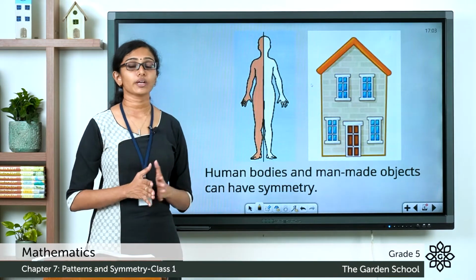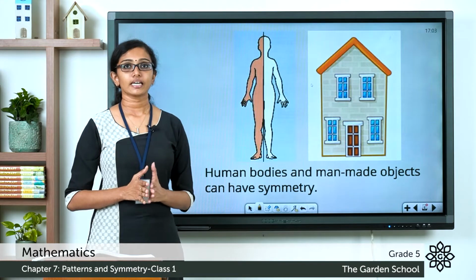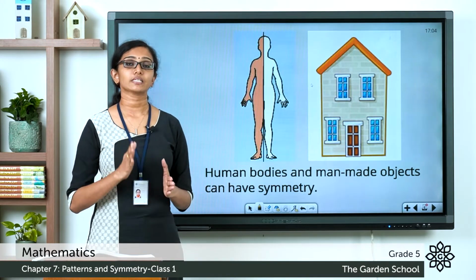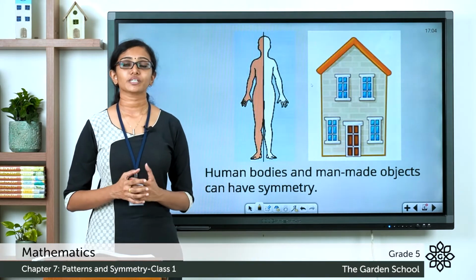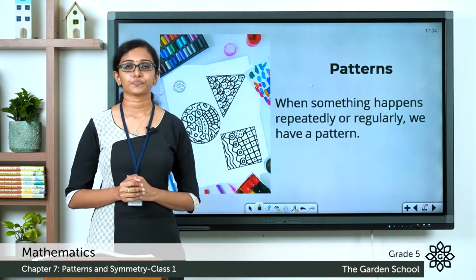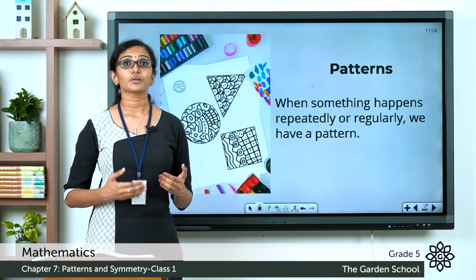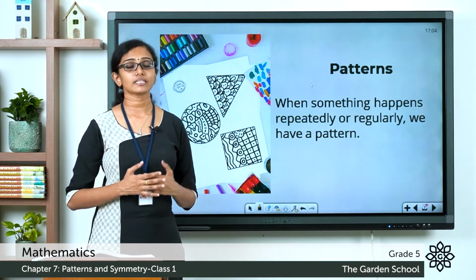In the case of a human body, the left and the right sides will be symmetrical. And what do you say when an object or shape is not symmetrical? We say it is an asymmetric object or an asymmetric shape. So we saw the basics of symmetry. Now we'll talk about patterns. Generally, when something is happening repeatedly or regularly, we say we have a pattern.